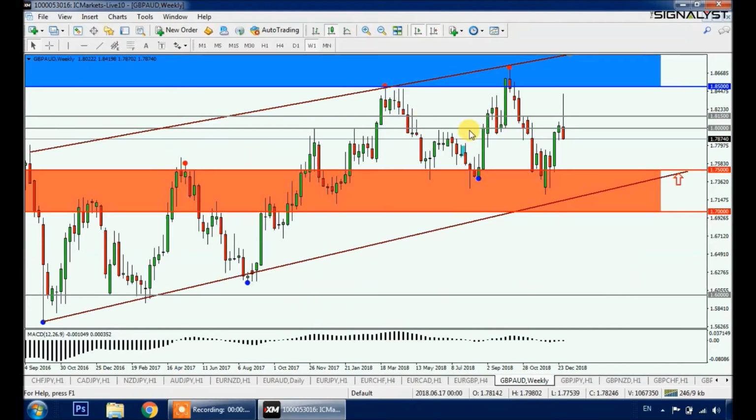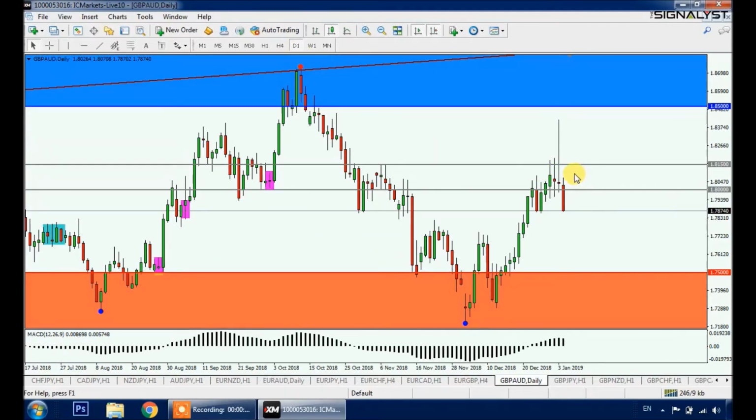On the weekly time frame we have a rejection candle. As you can see, a very big wick from the upper side. On daily time frame we have a rejection candle and a momentum candle. As you can see, we don't have any wicks from the downside. A very strong one showing shift in momentum.